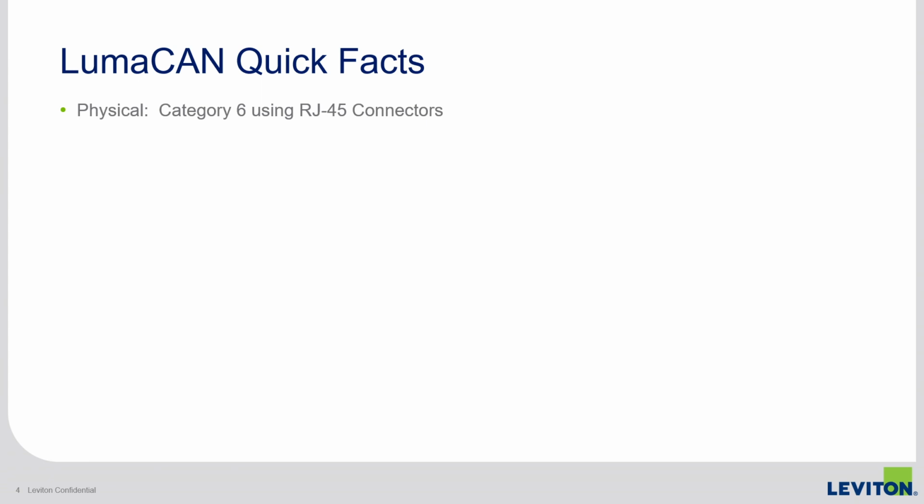So first, let's look at the physical layer. The LumaCAN network uses Category 6 wiring using RJ45 plug connectors on each end. Now, can you use Cat5? Nope, we don't recommend you use Cat5. I mean, technically it should work, but it doesn't carry power very well. So our recommendation, in fact, more specifically our requirement, is that you use Category 6 cabling with RJ45 connectors on your network.